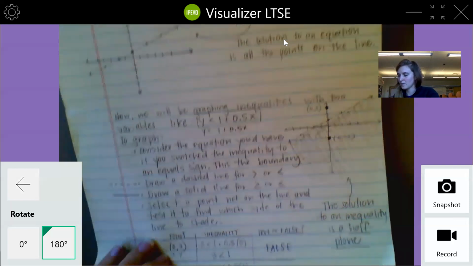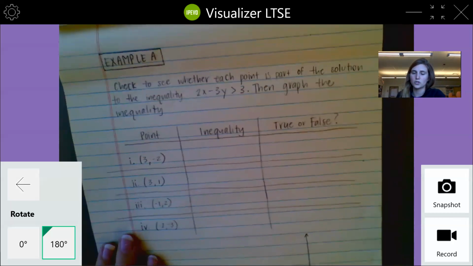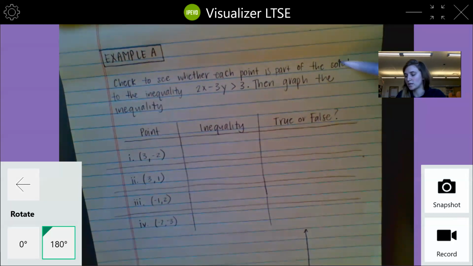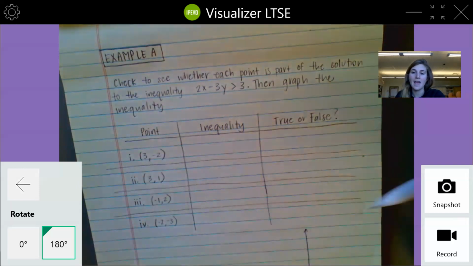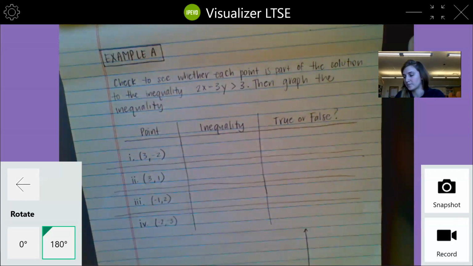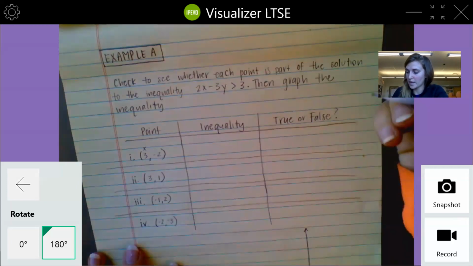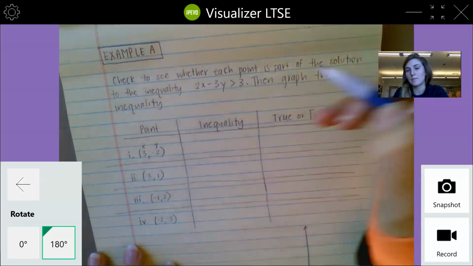Okay, let's keep going. We're going to look through an example. So what we're going to do is check to see whether each point listed here is part of the solution to the inequality 2x minus 3y greater than 3. And then we're going to graph the inequality. So all we're going to do is take these points and plug them into the inequality up here. So in this first point, my x coordinate is 3, my y coordinate is -2. So I take those two numbers and I plug them in up here.